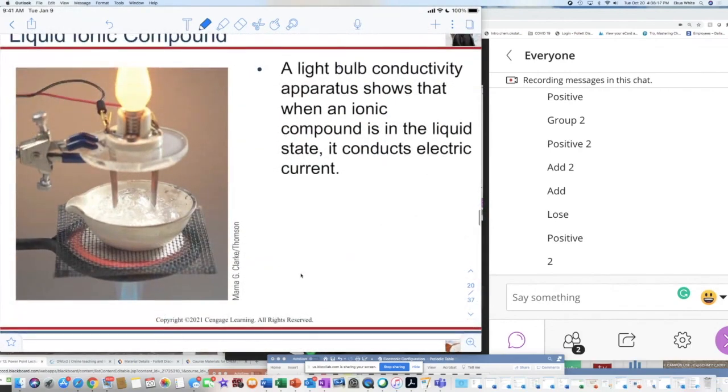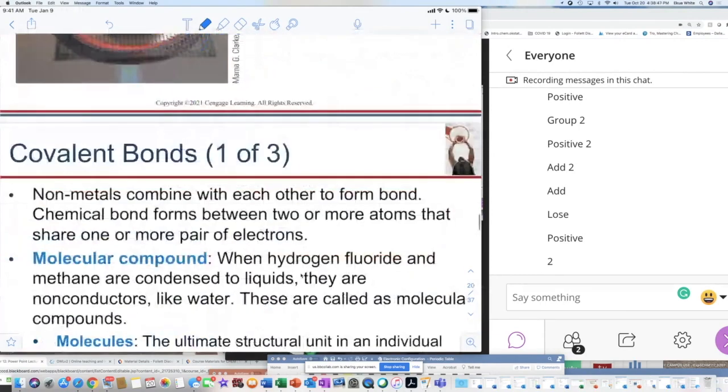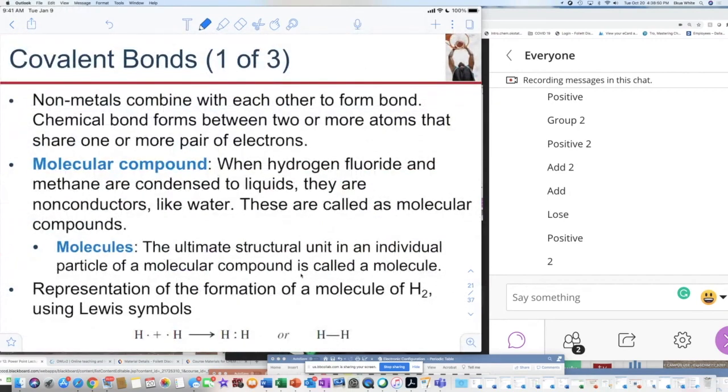Now, if you somehow manage to melt salt, I don't know why you would be doing this, but if you happen to melt salt, it will actually conduct electricity. You can see here, this is a conductivity apparatus. And you can see how the melted salt is actually conducting electricity, because you can see the light in this bulb. Okay, after seeing all that, we're now going to be looking at covalent bonds.